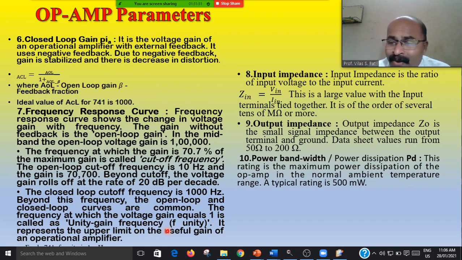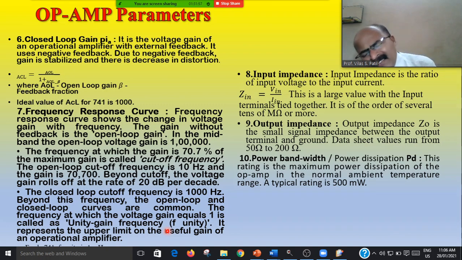And the last parameter of the operational amplifier or the 741 IC is the power band width or the power dissipation. It is indicated by PD, and this is the rating, the maximum power dissipation of the operational amplifier in normal ambient temperature. Means that power dissipation factor in case of operational amplifier is very, very high in case of normal temperature.